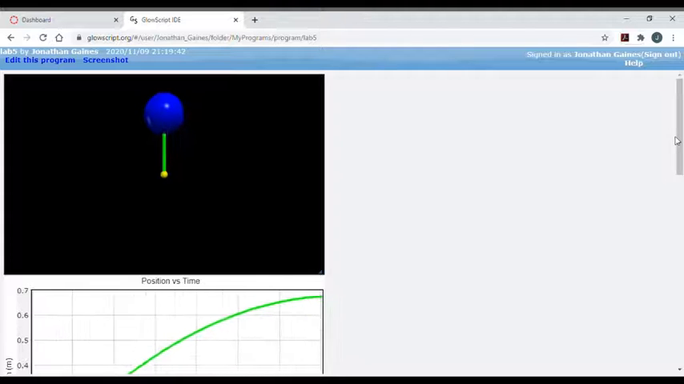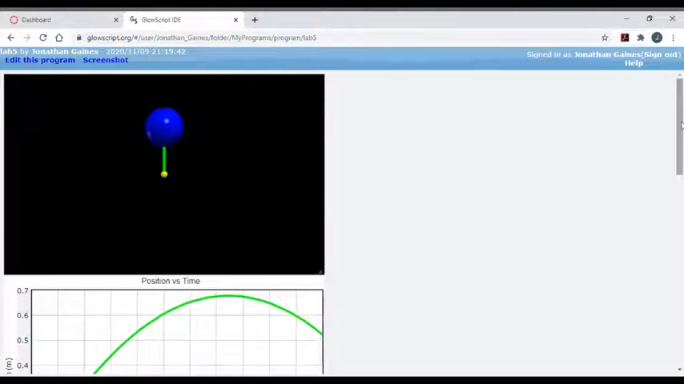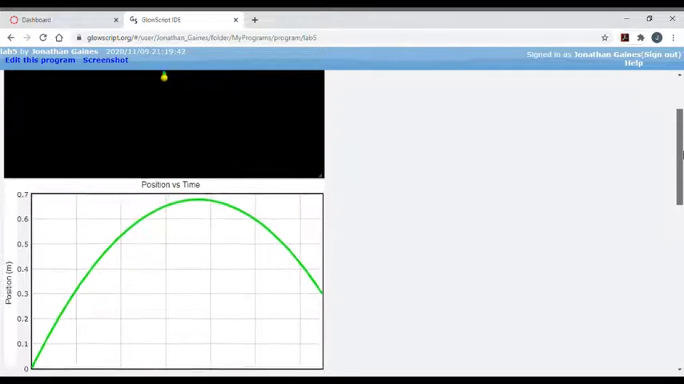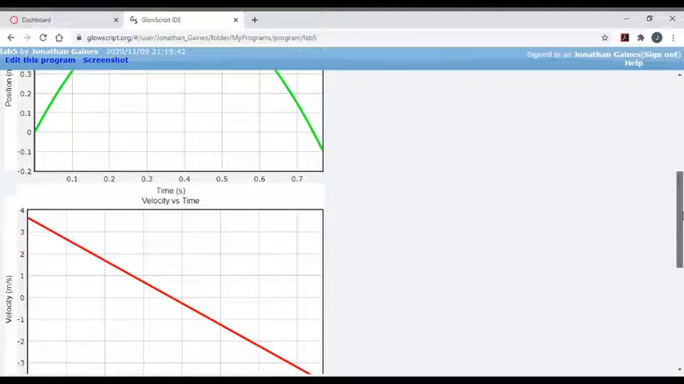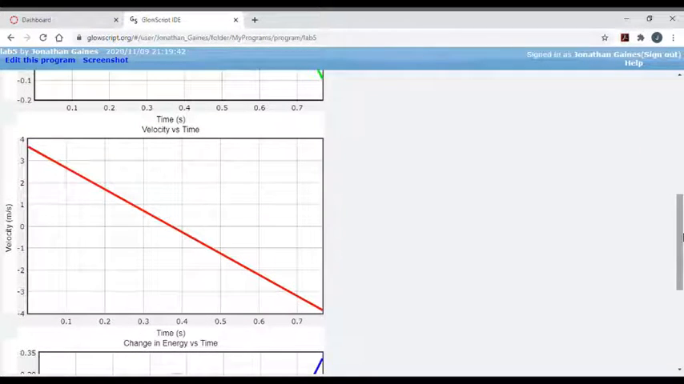Here's my code running. Below the visualization is the position versus time graph. Below this is the velocity versus time graph, and the slope of this line is equal to -9.8, which is the acceleration of gravity, and this makes sense because acceleration is the derivative of velocity.